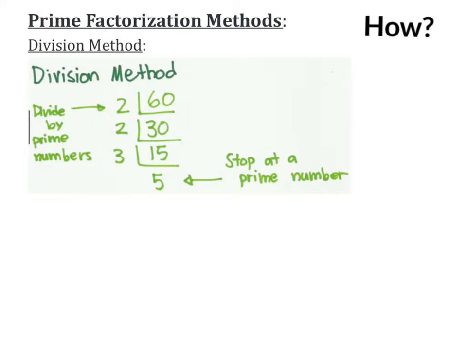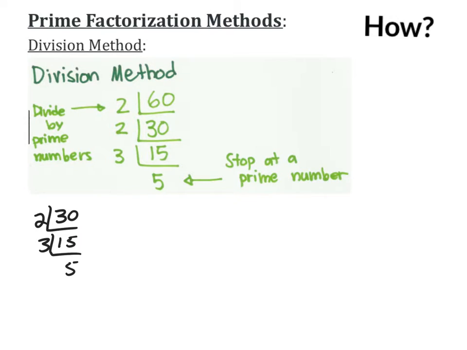Okay, moving along. There is another method other than the tree method, and I've shown you the tree method several times. It's the division method. It's the same thing, except you just keep dividing, kind of upside down division, until you get all the primes on the outside. I'll show you one of those.